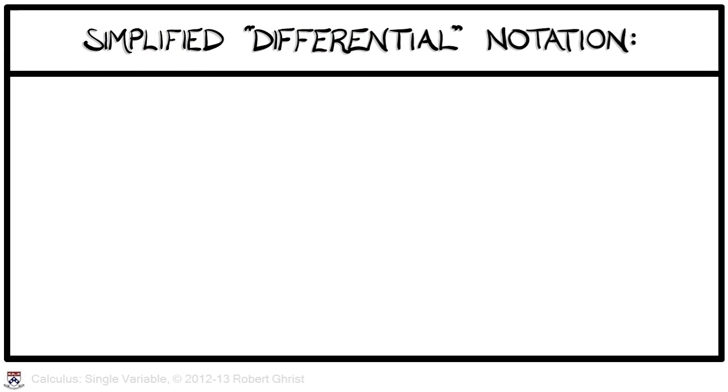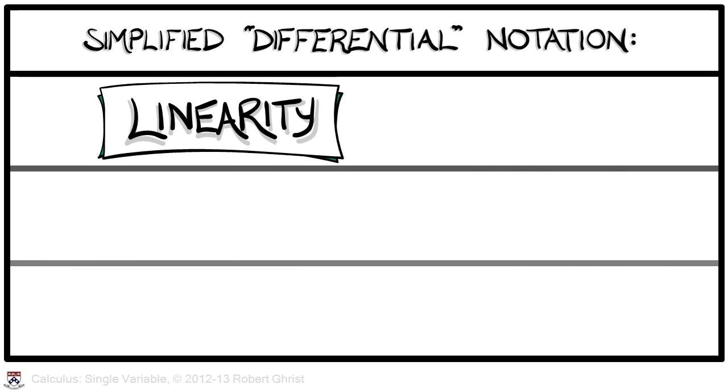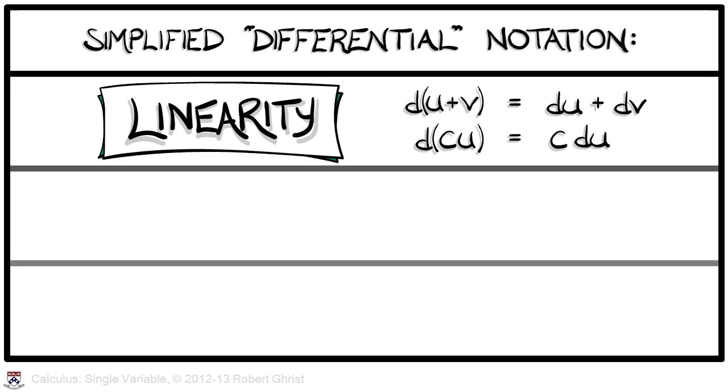Now, there are several rules associated with computing derivatives. I'm going to present these rules compactly using a simplified differential notation that you're familiar with from your previous exposure to calculus. The first rule is that of linearity. This consists of two parts. First, what you might call a summation rule: the derivative of the function u plus v is the derivative of u plus the derivative of v. The second part of linearity says that if we multiply u by a constant c and take its derivative, what we get is that constant, c, times the derivative of u.